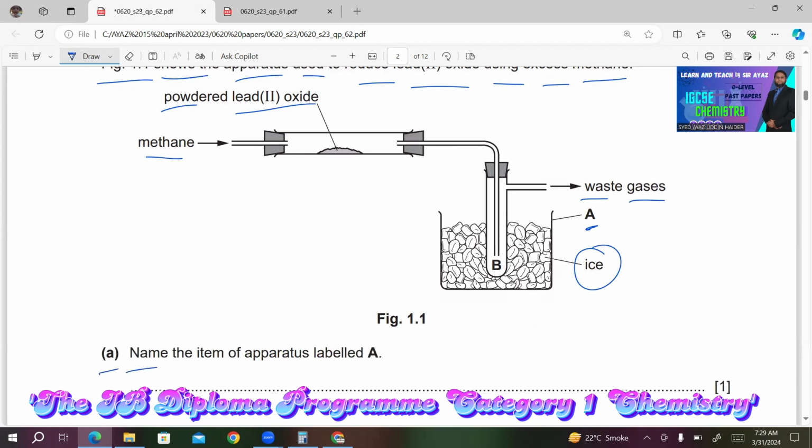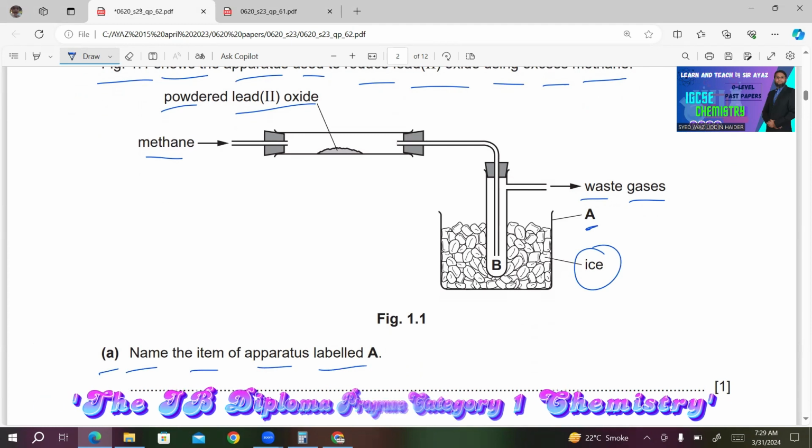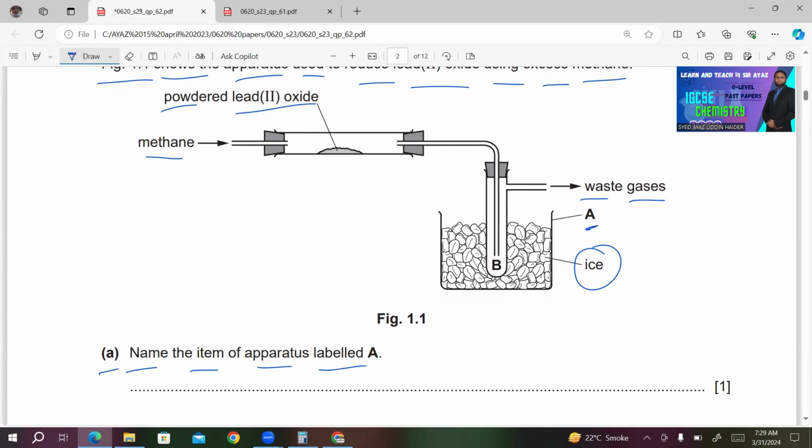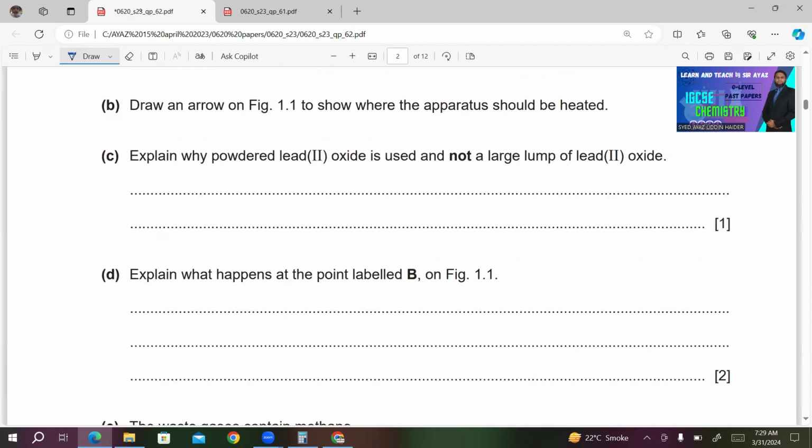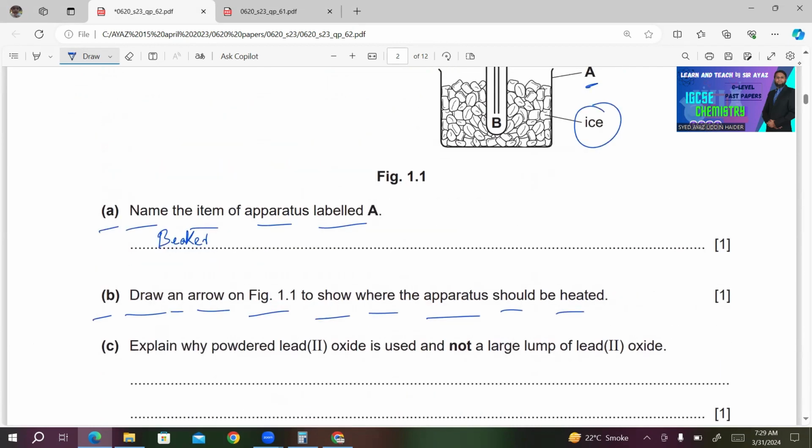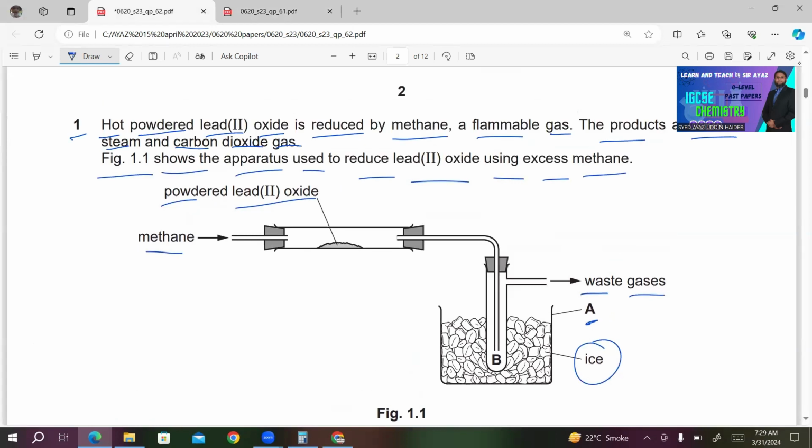In A, name the item of apparatus labeled A. It's a beaker, so you write beaker. B, draw an arrow on figure 1.1 to show where the apparatus should be heated. Now here, lead oxide must be heated, so you can draw the arrow in this portion like this.